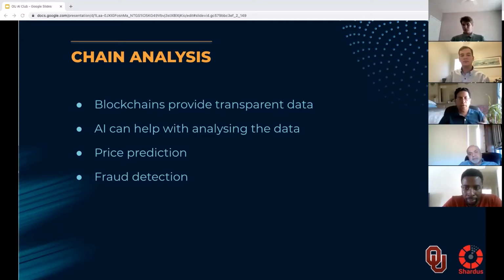A couple of areas where that's already starting to happen is using it for price prediction. So looking at what's happening in terms of coin movement on the Bitcoin or Ethereum network, and tying that back to the price of Bitcoin or Ethereum and helping to forecast if the price is going to go up or down. And of course that has financial incentive and a payoff if you can get that right.